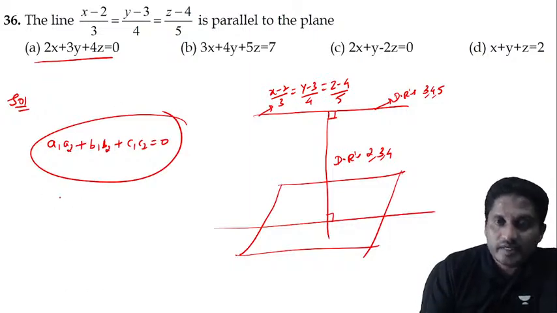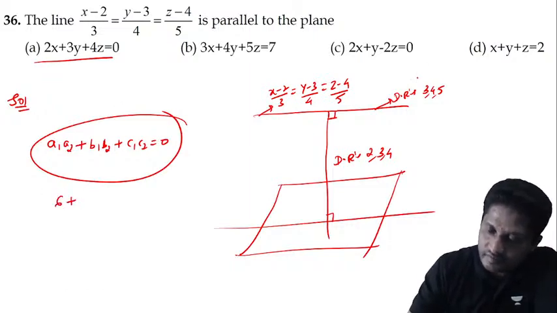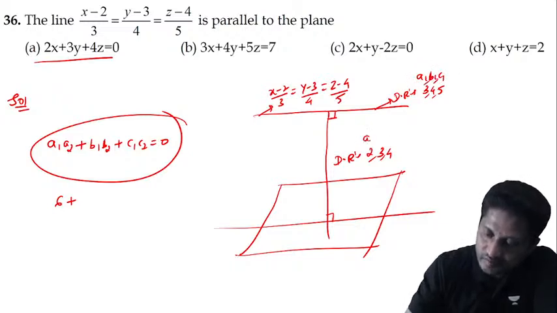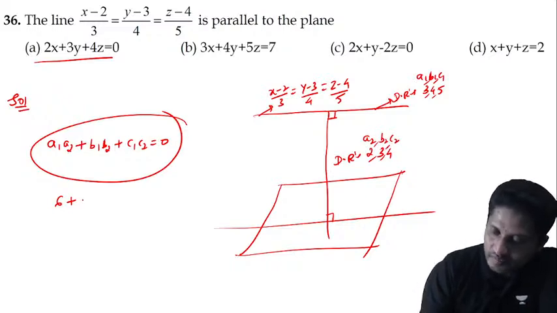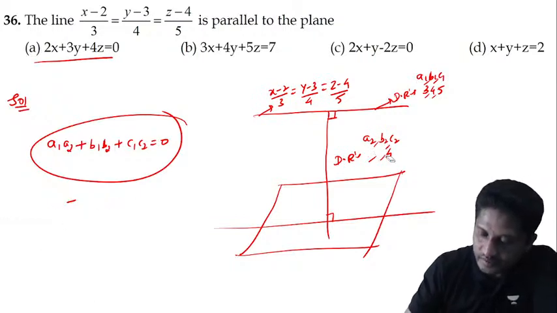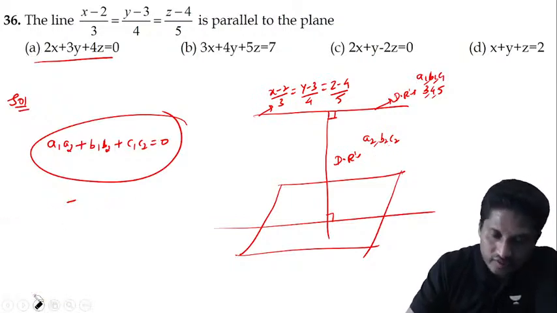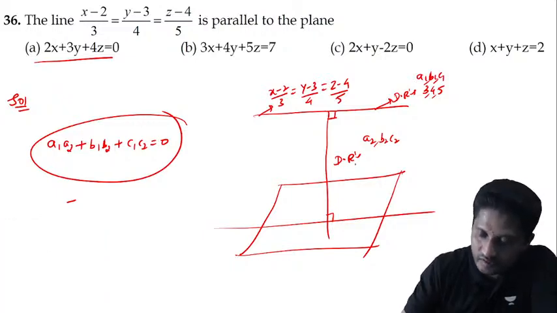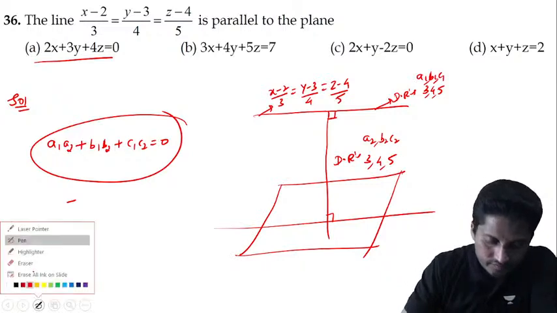Because 3 into 2 is 6. Let's say this is a1 b1 c1 and these are a2 b2 c2. If you multiply, it won't be 0. 6 plus 12 plus 20, it won't be 0. So the first option is ruled out. If I take the second option, the drs normal to the plane are all positive, it won't be 0. 3, 4 and 5. If you multiply the drs, it won't be 0.